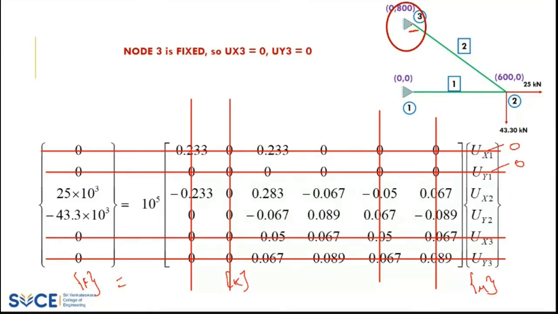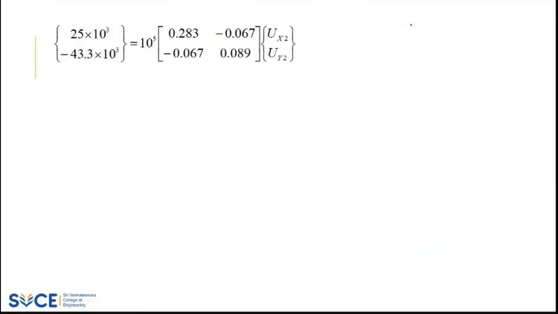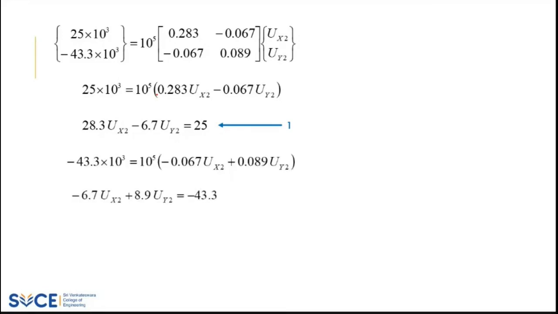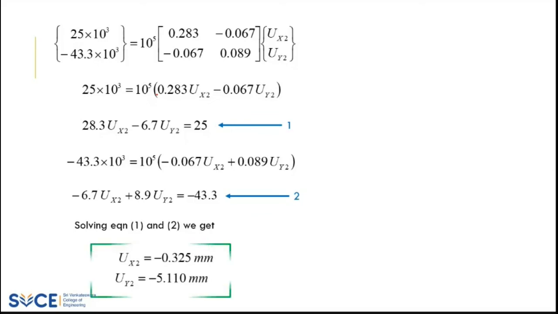So what are the remaining terms? Let me write it out. 25 into 10 power 3, minus 43.3 into 10 power 3, is equal to your remaining k terms into this. Now I can write it as separate equations. Multiplying it, 10 power 5, 0.283 ux2 minus 0.067 uy2. So this is my first equation. Similarly, you can consider the second equation. This is my equation 2. From these two equations, you will get the values of ux and uy. That gives you the displacement for this truss element.